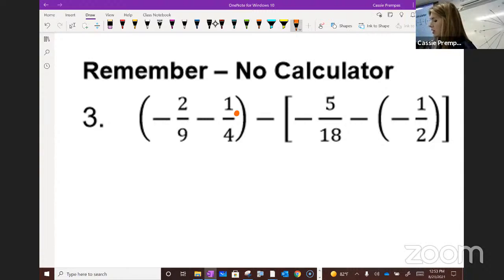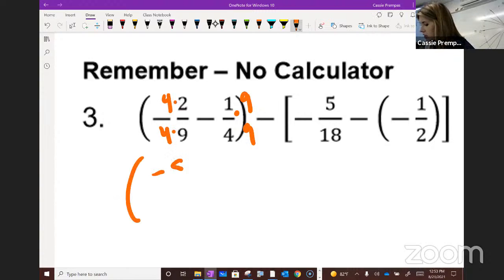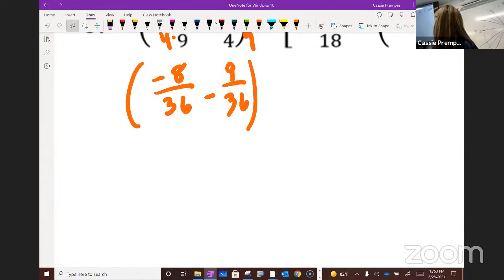Let me ask this. What's the least common denominator between 9 and 4? 36. So we're going to have to multiply this by 9 over 9, and we're going to have to multiply this fraction by 4/4. So that gives me -8/36 minus 9/36. Now the denominators are the same, so we keep the denominator. This is all going to be over 36. And combine the numerators. What's -8 minus 9? -8 plus 9 is 1, which is good.